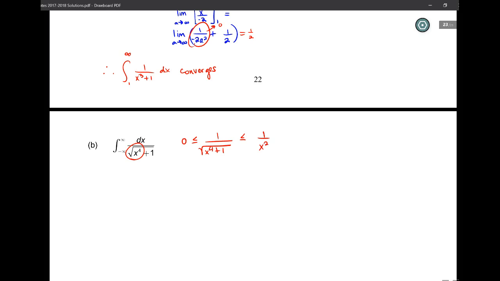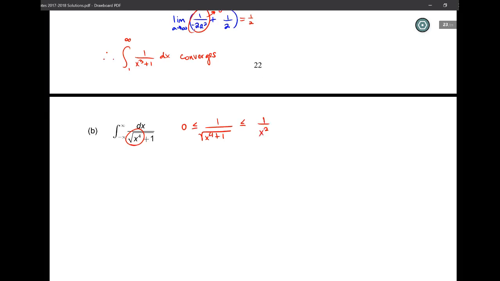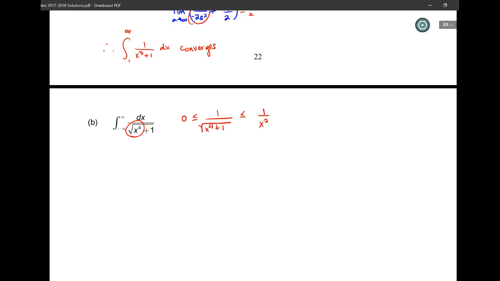So if we can show 1 over x squared is going to converge, then we can show that the smaller one is going to converge. Now this one has 2 limits.